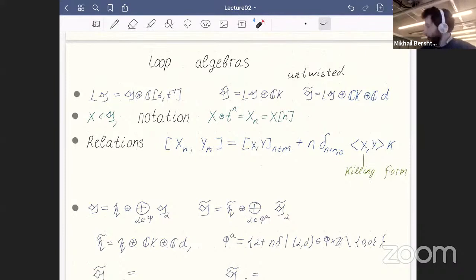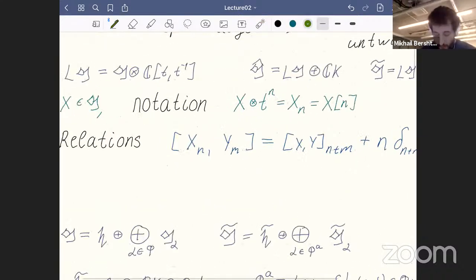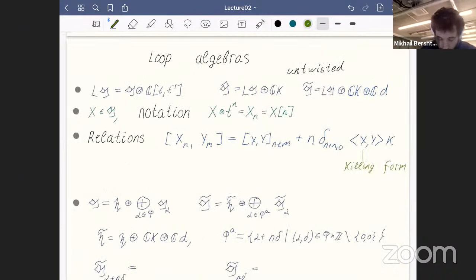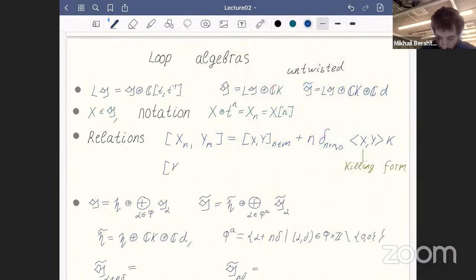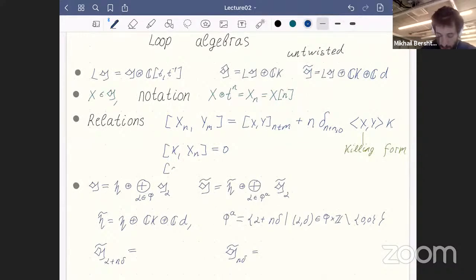In the simplest case, the standard convention is that H alpha has length 2, the square of the length of H alpha is 2. And so if you take the commutator of the standard elements here, then I get the ordinary commutator plus the central extension. And if I take the commutator with K, then it will be 0, K is a central element, and D is a differentiation.